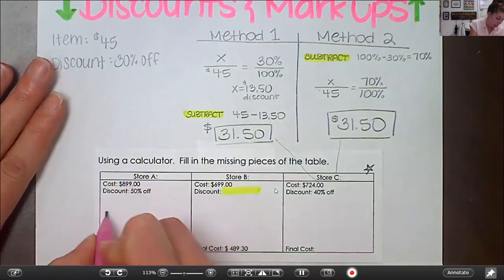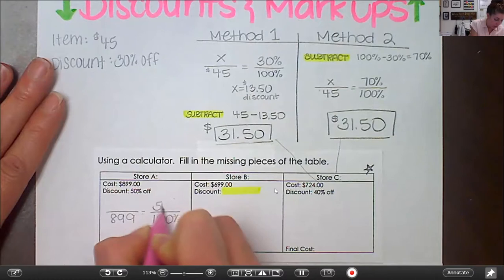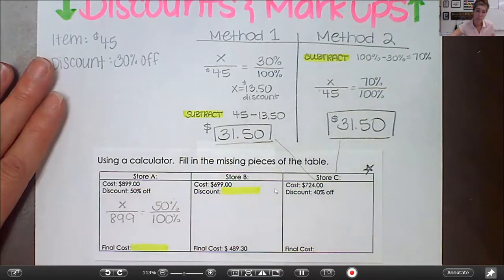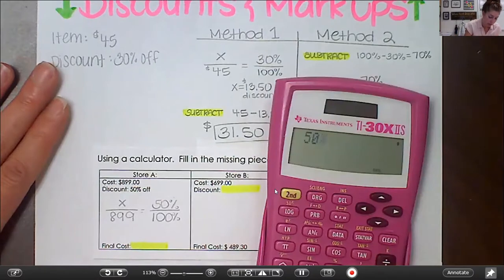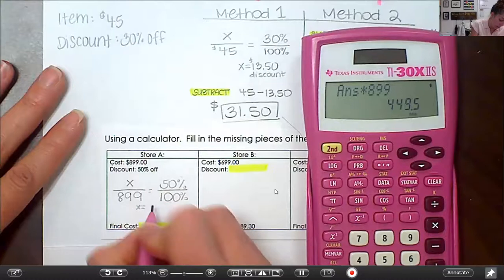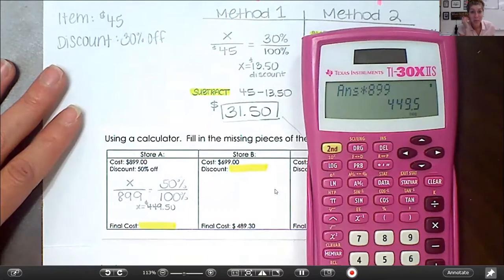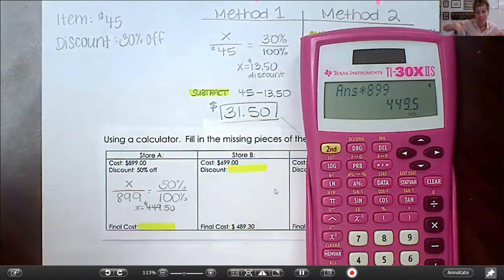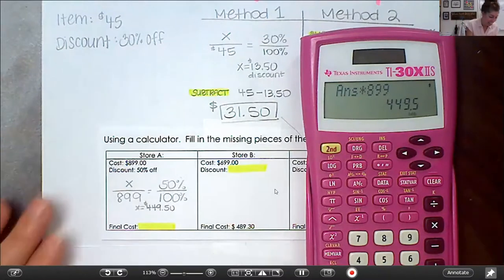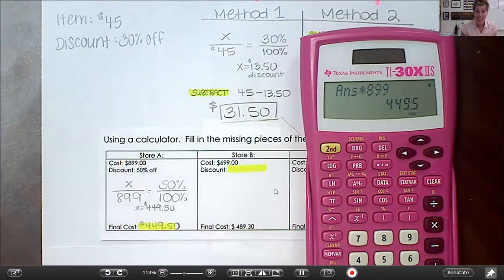So my original cost is $899 for this item. And I'm going to get 50% off. So I need to find 50%. So $449.50. Now, what's kind of cool about this problem is the money you don't have to pay is equal to the money you have to pay because it's 50-50, right? So my $449.50 would actually be both in this situation. Cool.